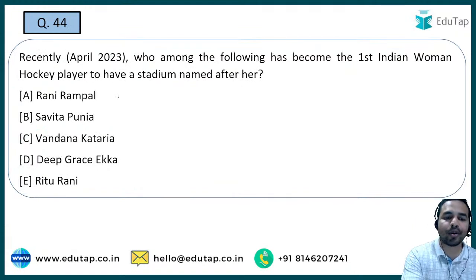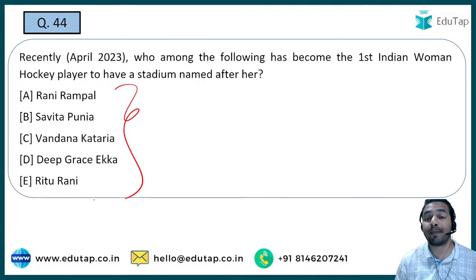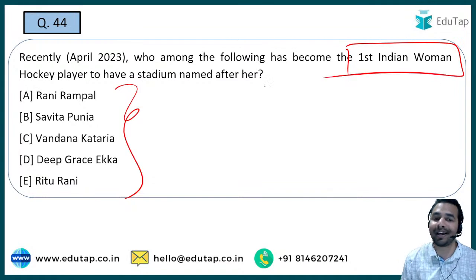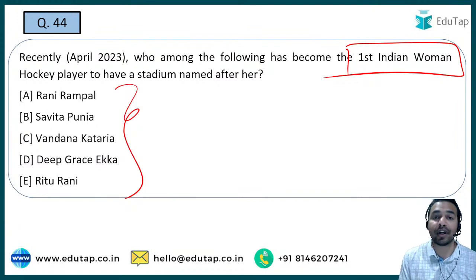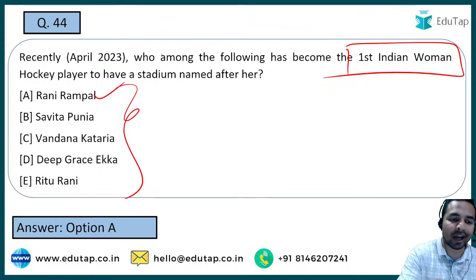And here guys, you are required to tell me the name of the person who has become the first Indian women hockey player to have a stadium named after her. See guys, we have seen a lot of stadiums named after male players, and now this particular person has become the first Indian woman to have a hockey stadium in her name, and the name of that person is Rani Rampal.